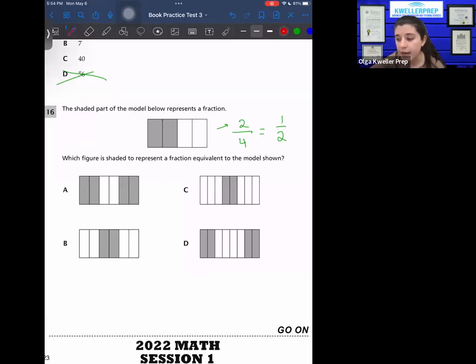So like right away, I can kind of tell that A has too many things shaded. This is way greater than a half. And C has too little things shaded. Right away, I'm gravitating towards choice D. And then we can just double check. In choice D, we have 1, 2, 3, 4, 5, 6, 7, 8. And then we have 1, 2, 3, 4 shaded. So we have 4 out of 8. Now, just for some extra practice, what fraction is choice B representing?